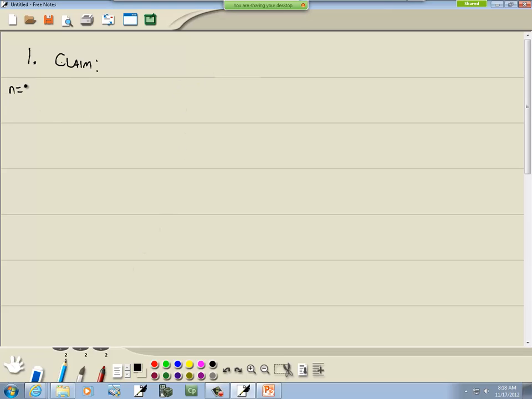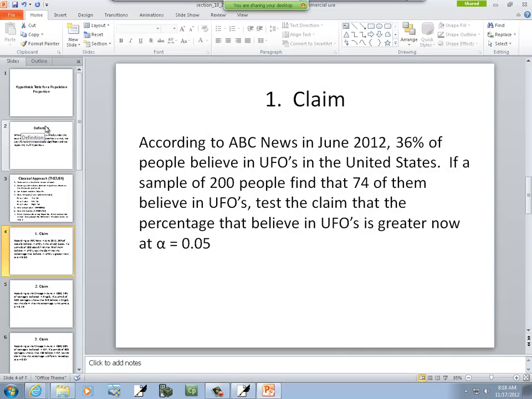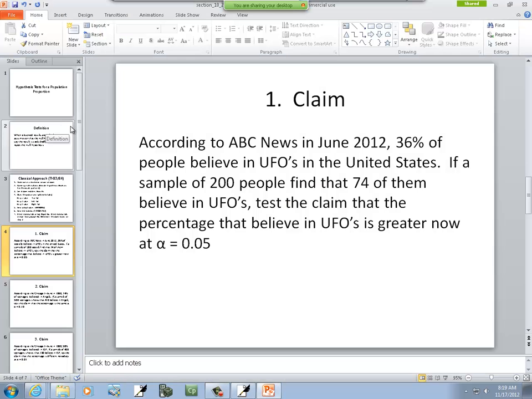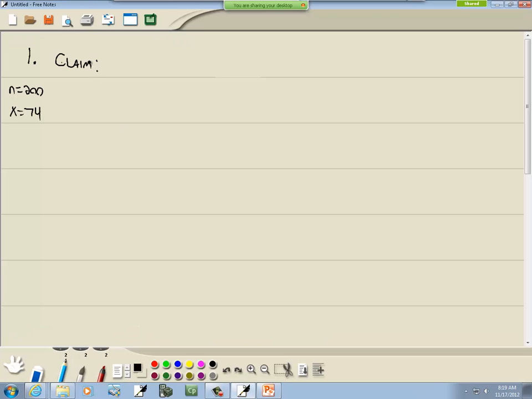So N is 200. Find that 74 of them believe in UFOs, so X is 74. Test a claim that the percentage that believe in UFOs is greater now. So, greater than.